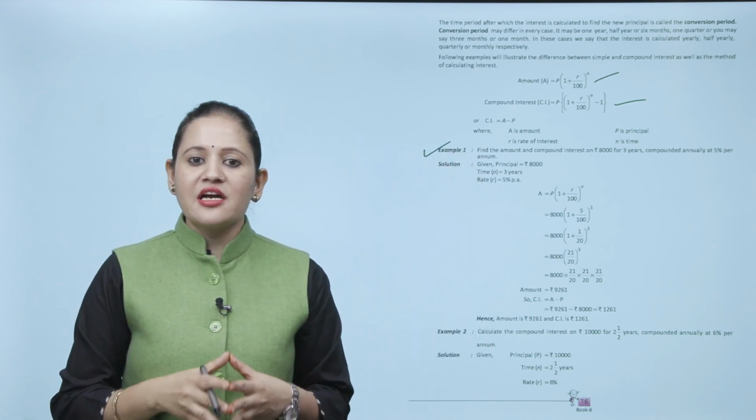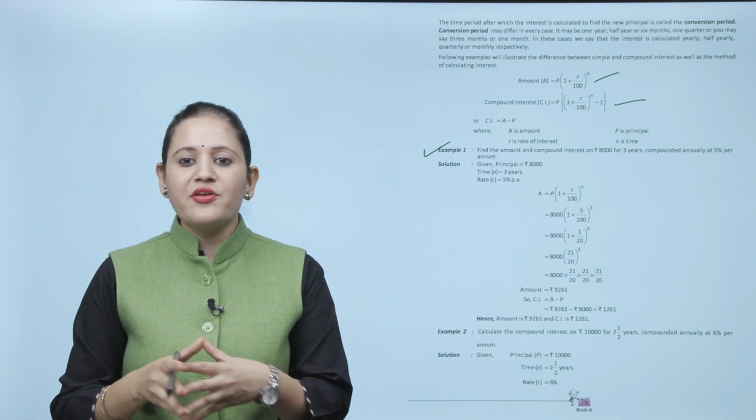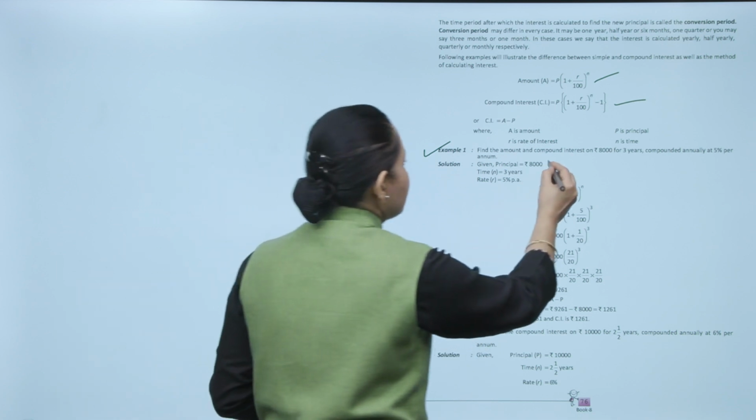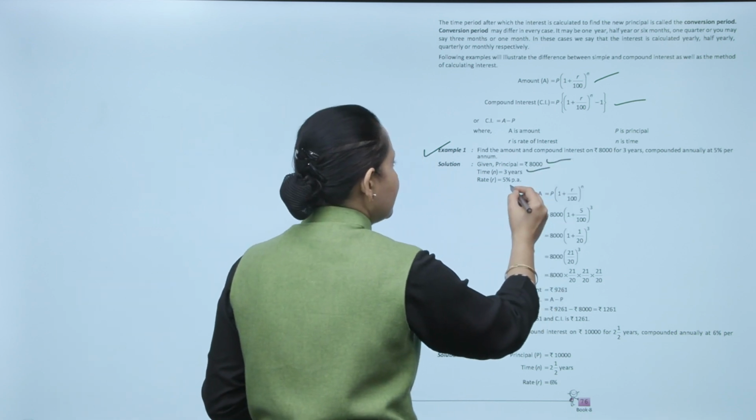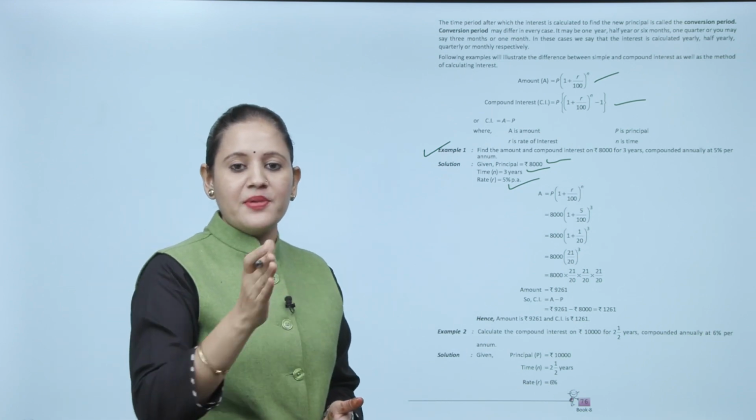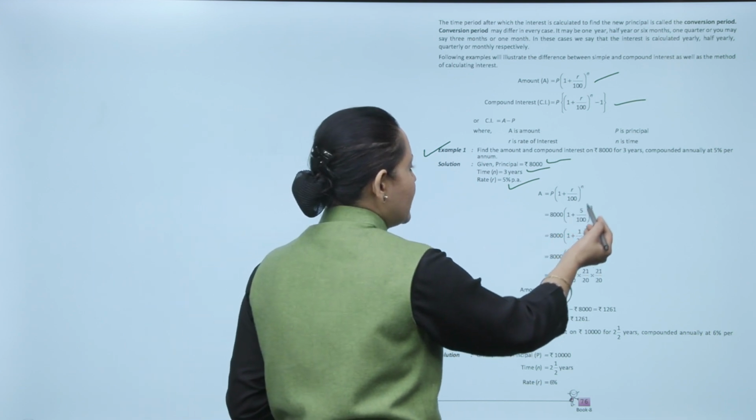Find the amount and compound interest on rupees 8,000 for 3 years compounded annually at 5% per annum. So, principal is rupees 8,000, time is 3 years, and rate is 5% per annum. So, amount equals P into 1 plus R upon 100 to the power n. So, 8,000 into 1 plus 5 upon 100 to the power 3.